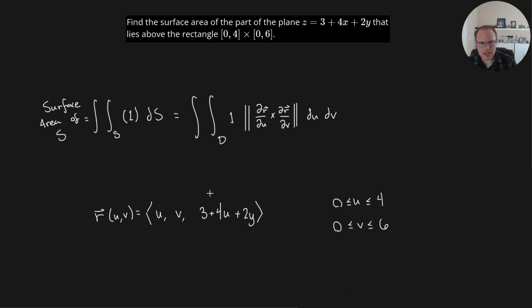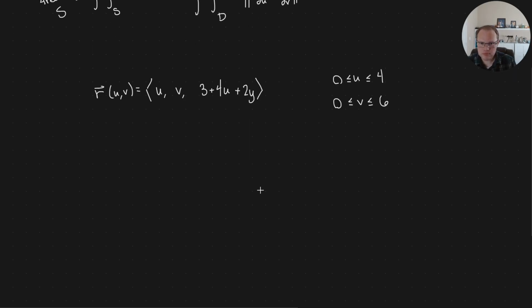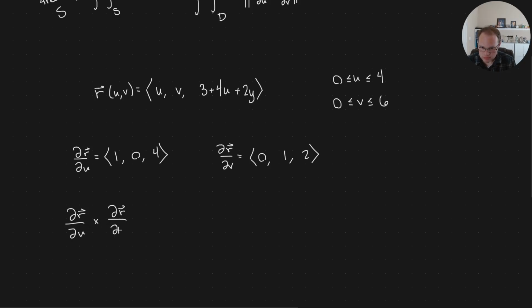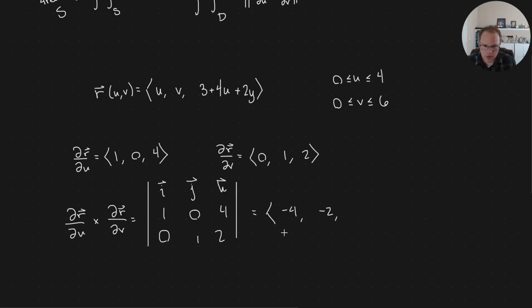All right, I need the norm of the cross product of partial derivatives. So I need partial derivatives. So partial derivative of r with respect to u, I get 1, 0, 4. Partial derivative of r with respect to v, I get 0, 1, 2. Let's take the cross product. And I get for i, -4. For j, I get -2. And for k, I get 1.